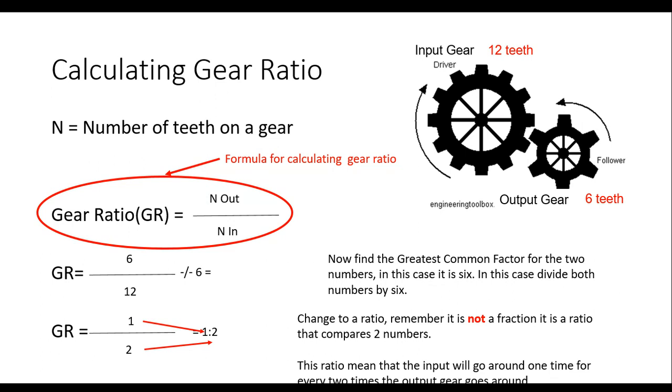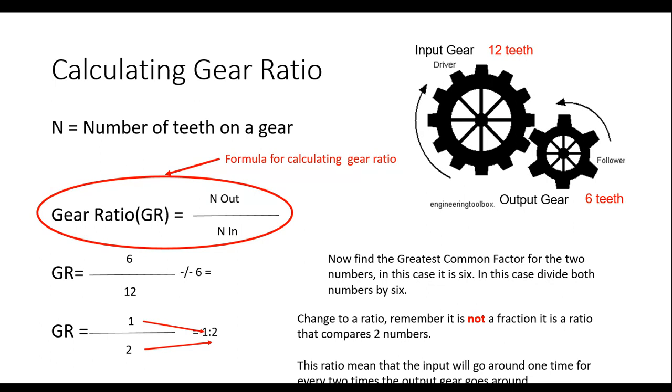The output gear has 6 teeth. So the 6 teeth go on the top, the out. Now when we look at it, we have 6 over 12. This looks like something we did earlier when we did measuring at the beginning of the year, but it's not. Once again, we're doing a comparison of two numbers. But we are going to reduce these like we did before.